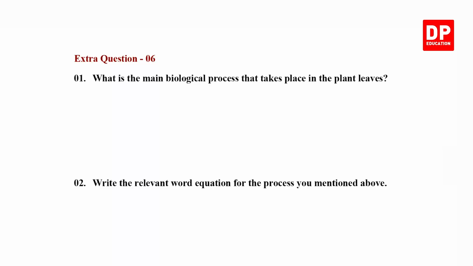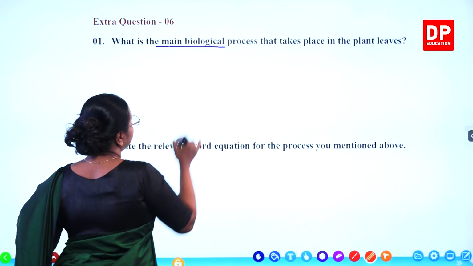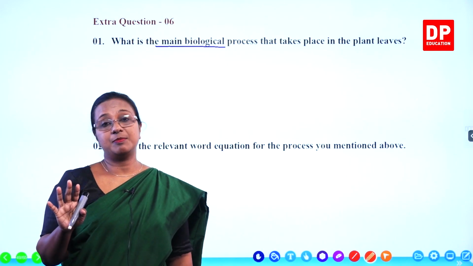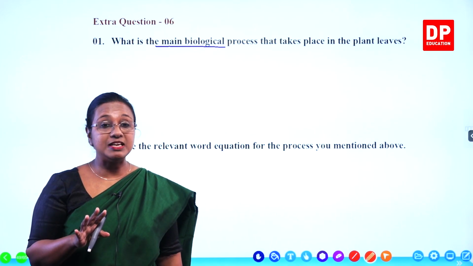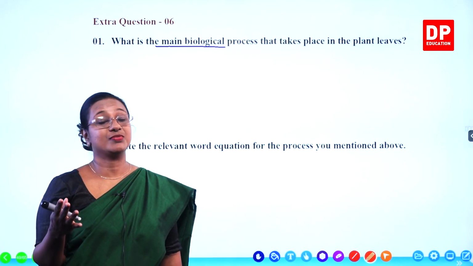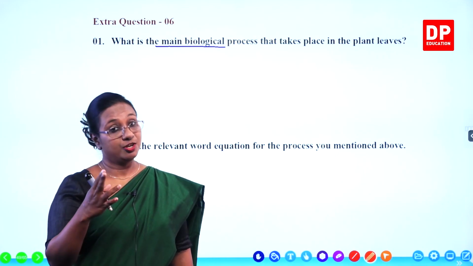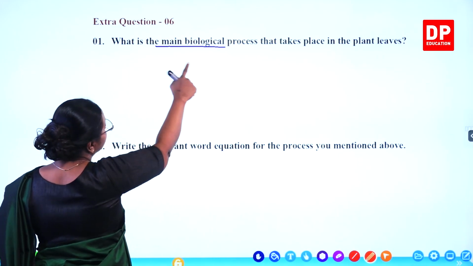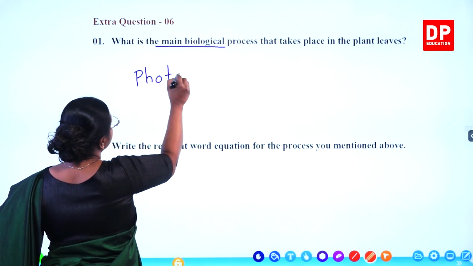Extra question 6. What is the main biological process that takes place in the plant leaf? So here, look at the question. They are asking you for the main biological process. When I discuss leaves, I told you all the main function of leaves is photosynthesis. But in addition to that, there are other functions. What are they? Respiration and transpiration. You all can remember that. So here, what is the main biological process? It is photosynthesis.